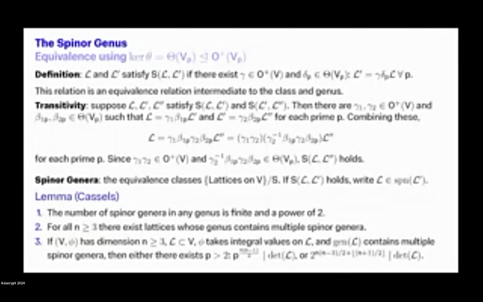Finally, if we take a quadratic space of at least dimension 3, a lattice in that space, and assume that phi takes integral values on L, then if the genus of L contains multiple spinor genera, either there exists some odd prime P that divides the determinant of L to some large power, or there exists some large power of 2 that divides the determinant. And this is useful in the context of the lattice isomorphism problem because we can compute the determinant of our lattice, and if no such primes divide its determinant, then we know that its genus will not contain multiple spinor genera, and we cannot use the spinor genera as a distinguishing tool.